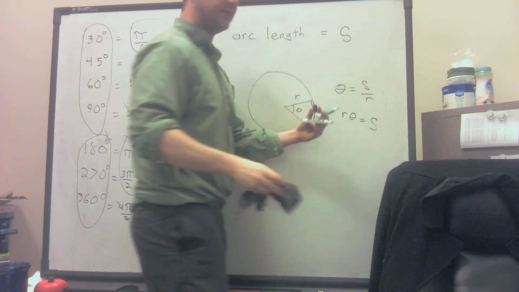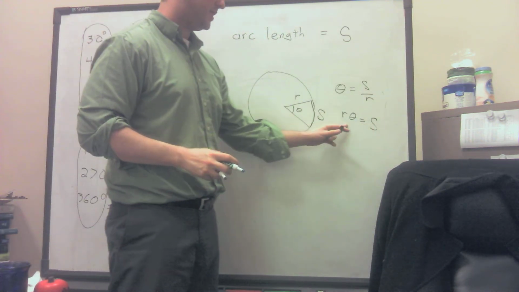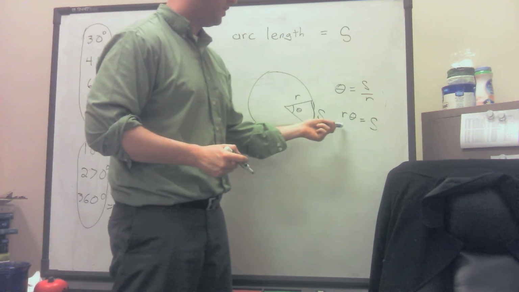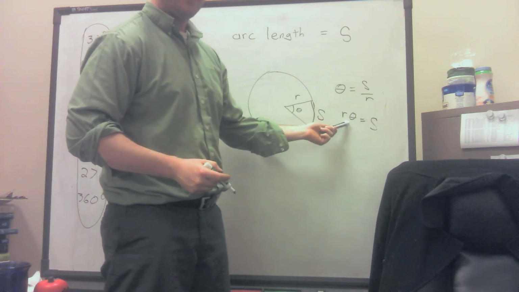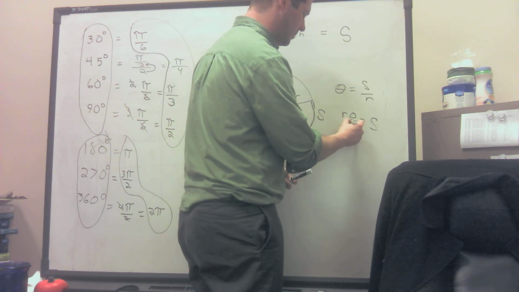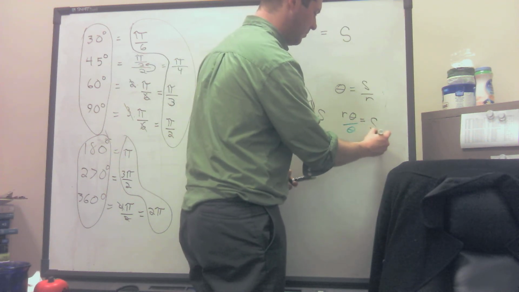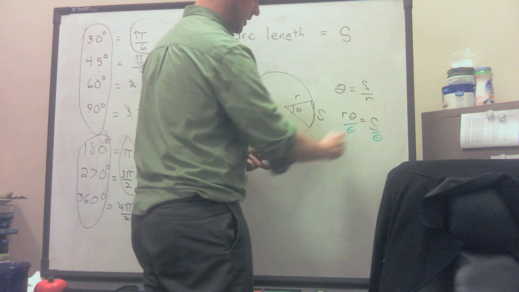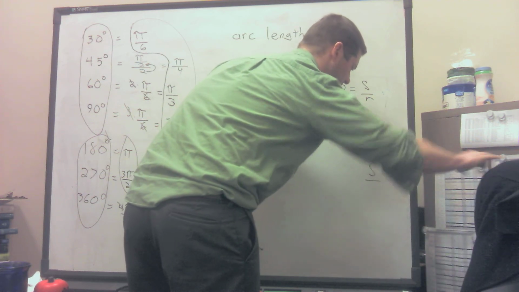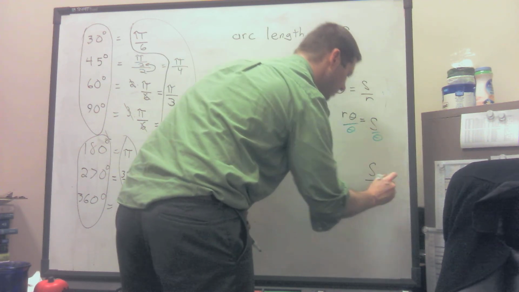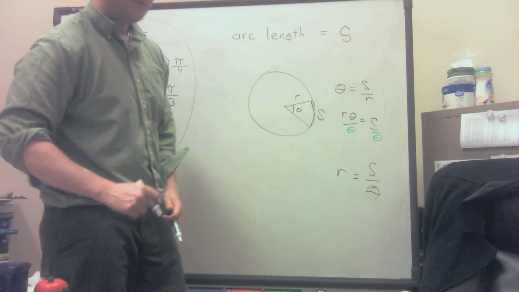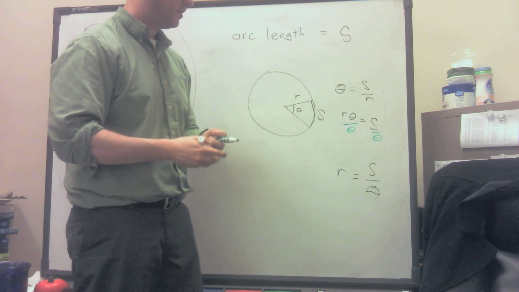I guess also, if you wanted to, you could solve this for the radius. If you know your arc length and you know the angle, you could solve for radius by doing what? Just by dividing by this angle. So that would cancel here. So now I've got this solved for the radius.